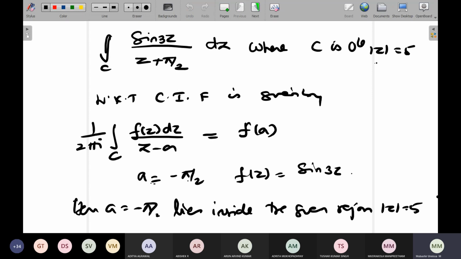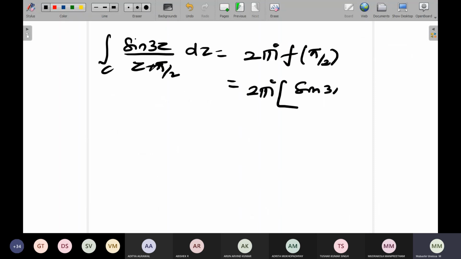What is f of a? Your f of z is equal to sine 3z. Sorry, it is f of minus pi by 2. So sine of minus 3 pi by 2. What is sine of minus theta? Minus sine theta. So minus 2 pi i into sine 3 pi by 2.